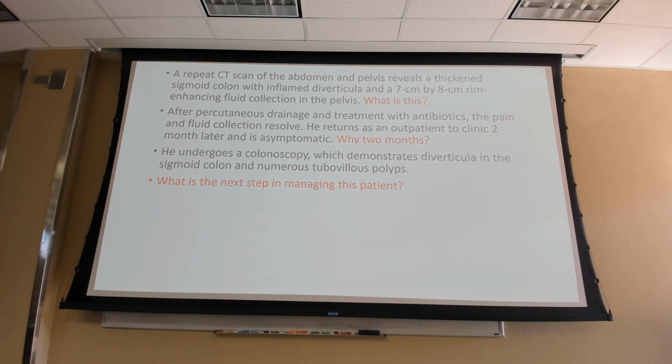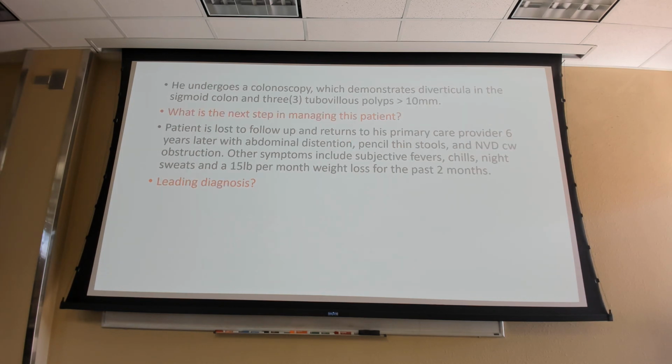So, we're gonna drain it, give him antibiotics, it resolves, and he presents to you 2 months later. Why is he there 2 months after diverticulitis? Yeah, colonoscopy, right? Good. And why didn't we do it immediately? Yeah, worried about perforation, good. All right, so he gets a colonoscopy, and then we noticed 3 tubulovillous polyps over 10 centimeters. So what do we do for those? Yeah, they're going to send him for biopsy. They'll do a polypectomy, good.